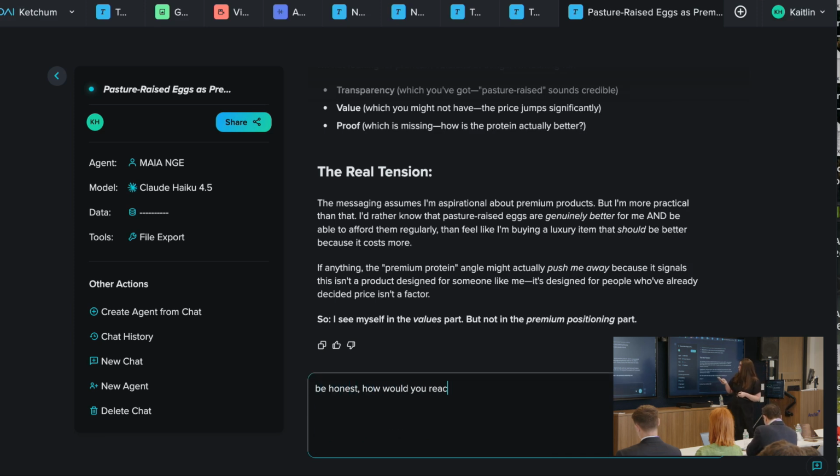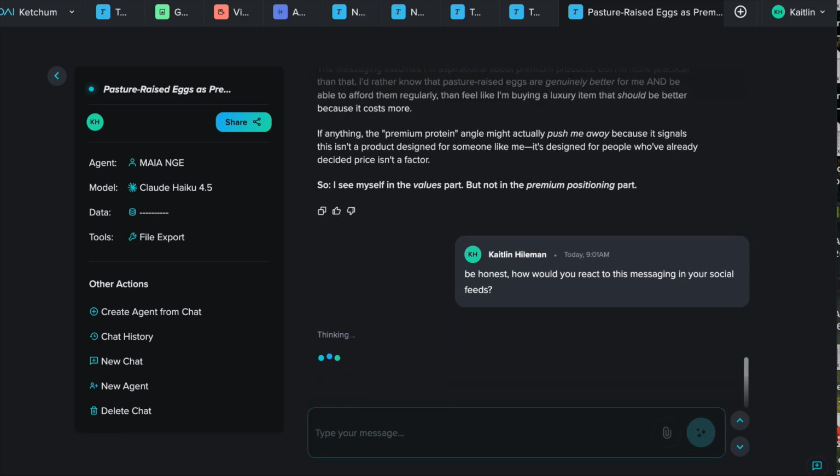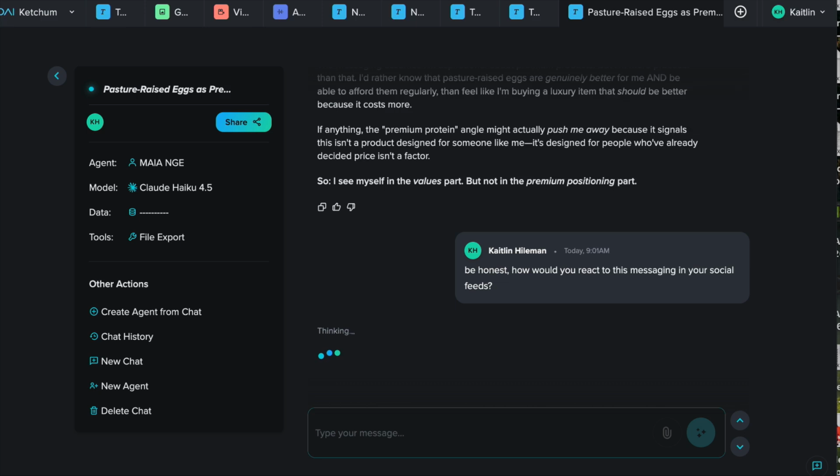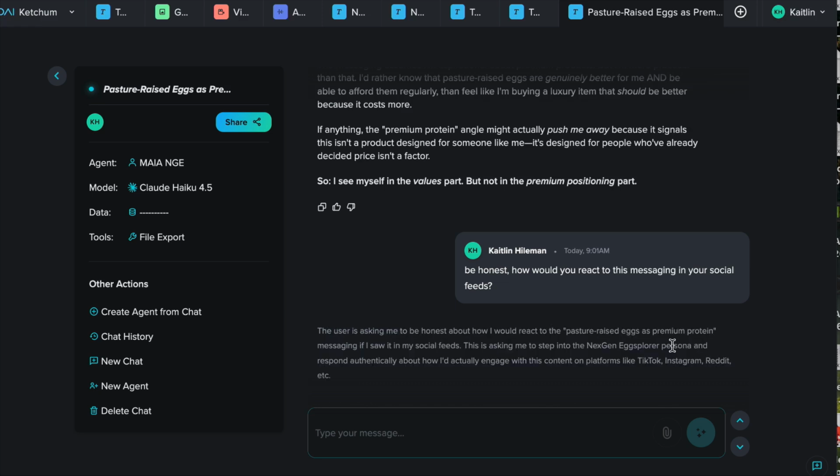And then the last example is more of a behavioral-based question, right? Like I said, we were looking at Maya and how her persona is manifesting online and how they're commenting, how they're interacting on social media. So it's like, all right, be honest, would you actually stop? Will this slow your feed down at all? How would you react to this?